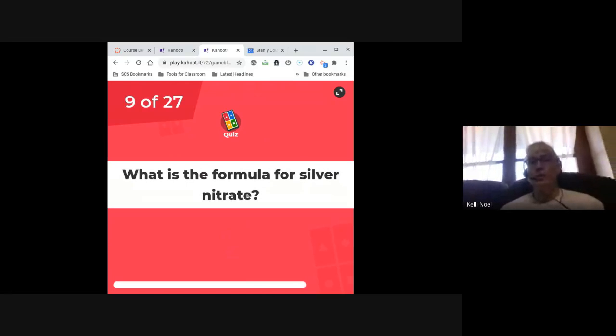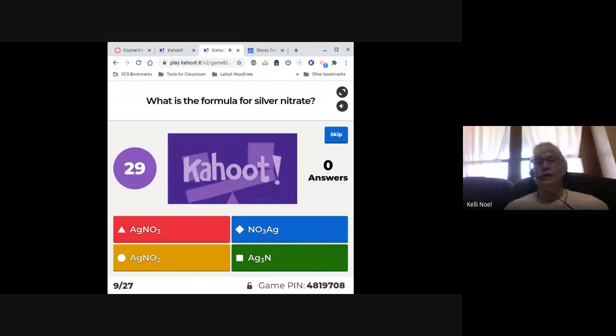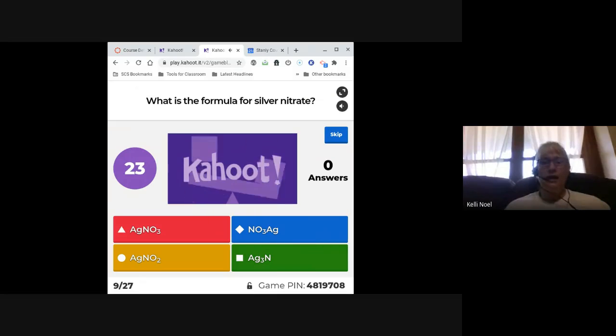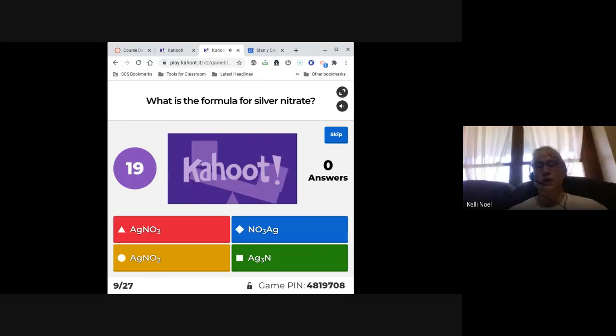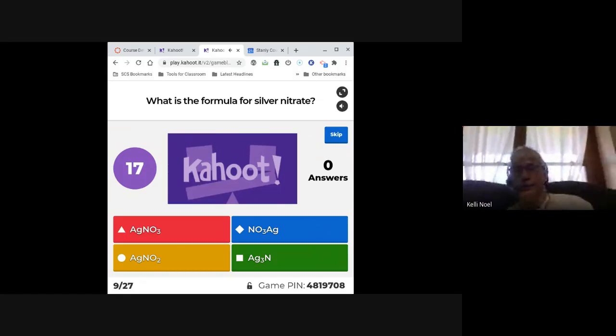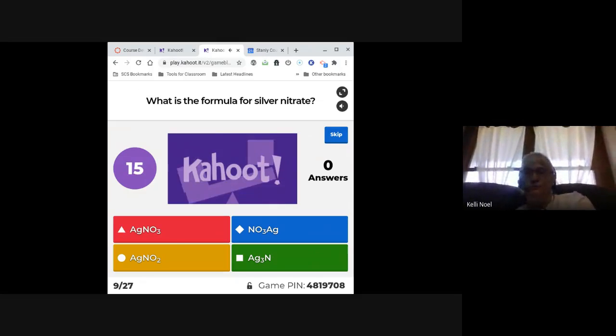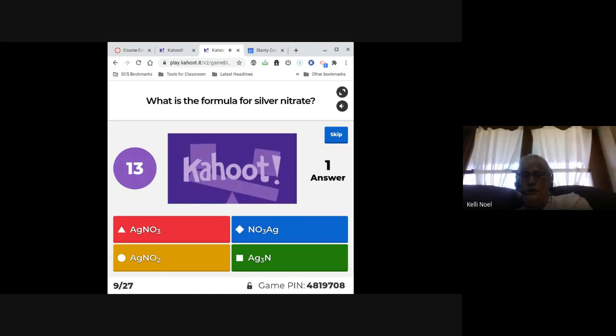All right, formula for silver nitrate. Notice this one doesn't end in A or IDE, so it's going to be one of the special ones I talked about yesterday. So you got to know silver, and you can narrow it down. Silver's a metal.